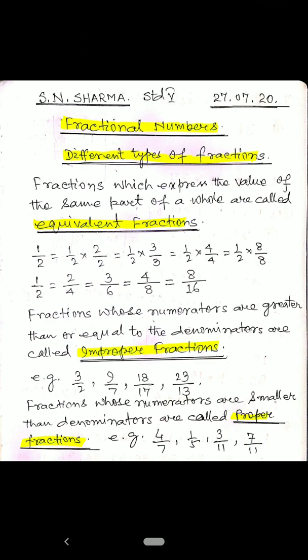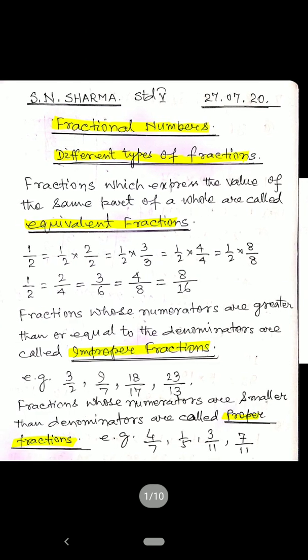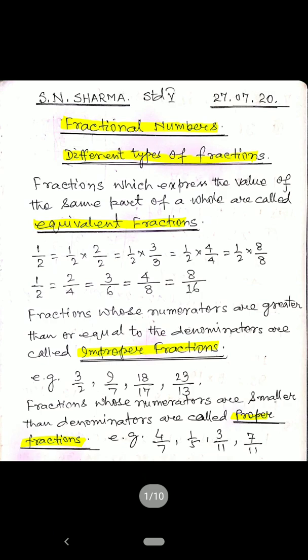Fractions whose numerators are smaller than denominators are called proper fractions. For example, 4 by... than the denominator. Like fractions.